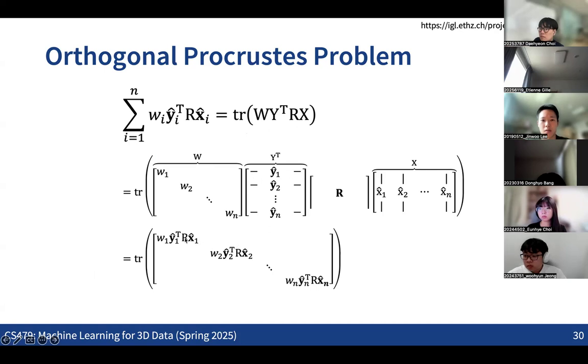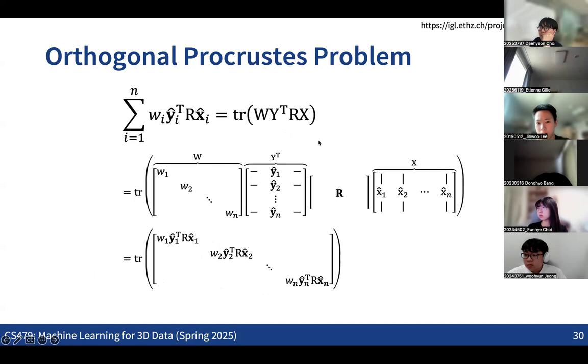And it looks like some kind of very redundant computation, because we only need to take the diagonal part here. We are not going to use any of the off-diagonal part. Then why do we need this kind of matrix multiplication? Okay.